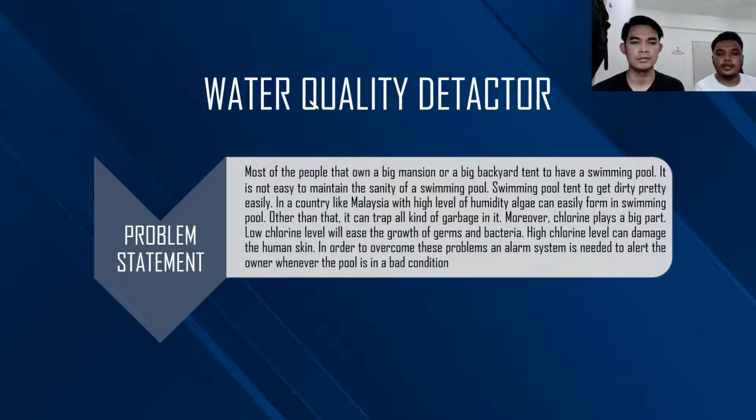Other than that, it can trap all kinds of garbage in it. Moreover, chlorine plays a big part. Low chlorine level will ease the growth of germs and bacteria. High chlorine level can damage the human skin. In order to overcome these problems, an alarm system is needed to alert the owner whenever the pool is in a bad condition.